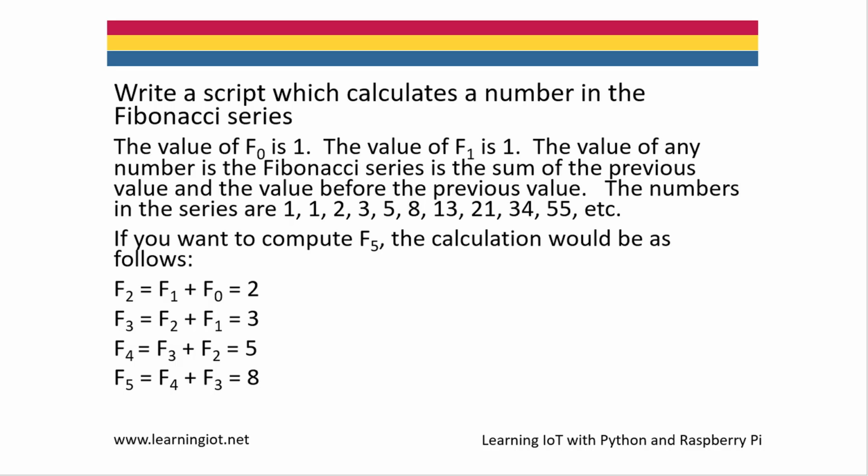f3 is equal to f2 plus f1. That's 2 plus 1, that's 3. If we want to compute f4, that's f3 plus f2, and that's 3 plus 2, that's equal to 5. And f5 is equal to f4 plus f3, and that's 5 plus 3, and that's equal to 8.